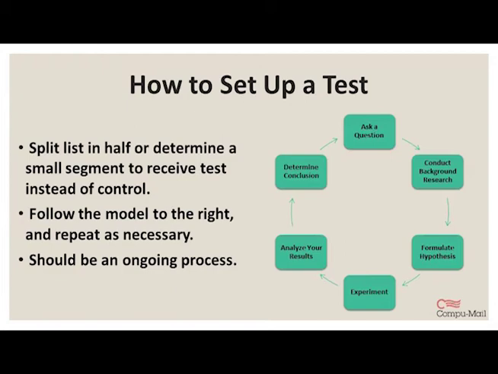Now that we have covered what can and should be tested, the next element to discuss is the proper way to set up the test itself. So you want to split your list in half or determine a small segment to receive the test instead of the control. You want to follow the model to the right and repeat as necessary. And just remember that it's an ongoing process, so when one test ends, see what else you can be testing next. A/B testing follows the scientific method.